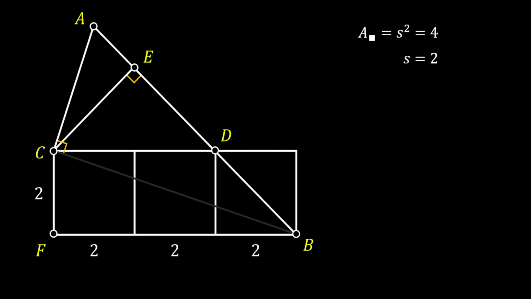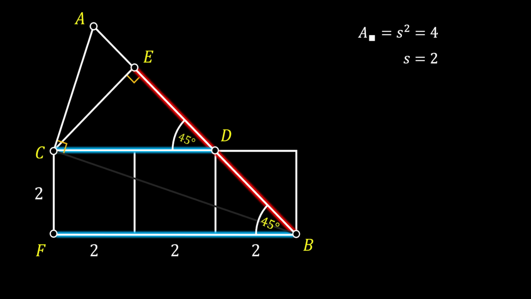Great, so now let's start solving this problem. First, let's take a look at the line BD. This line is actually the diagonal of the square, so this means that it will form the 45-degree angle with our blue horizontal line FB. But since we know that DE is actually an extension to this diagonal, this means that the line ED must also form a 45-degree angle with the line CD, since the lines CD and FB are parallel to each other.